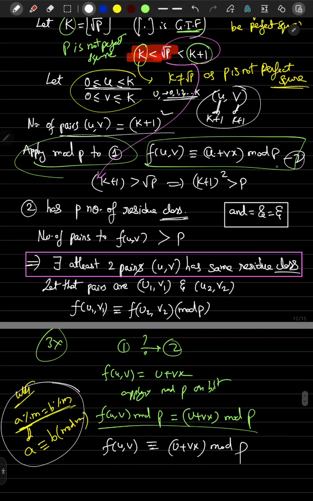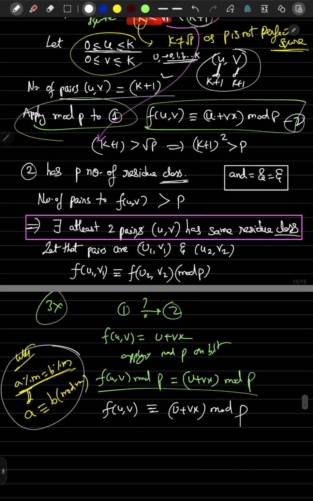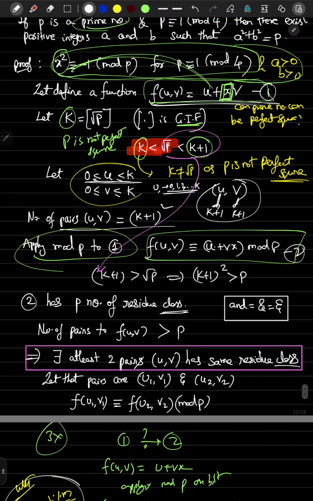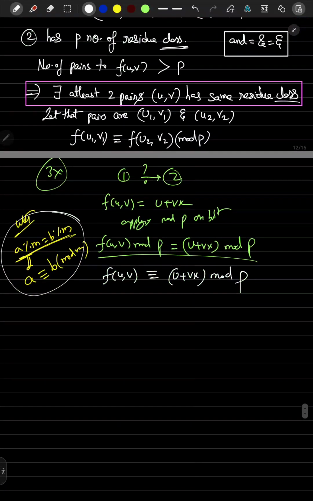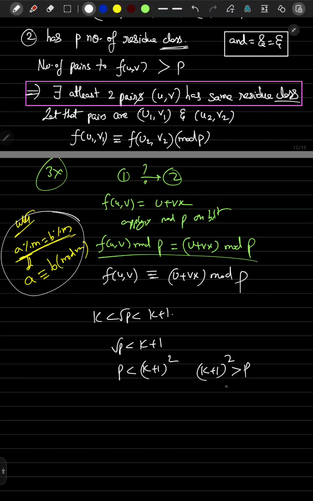Okay, now you got equation 2. From this equation we came to know that k is less than root p less than k plus 1. So root p is less than k plus 1, so p is less than (k plus 1) whole square. So (k plus 1) whole square is greater than p.